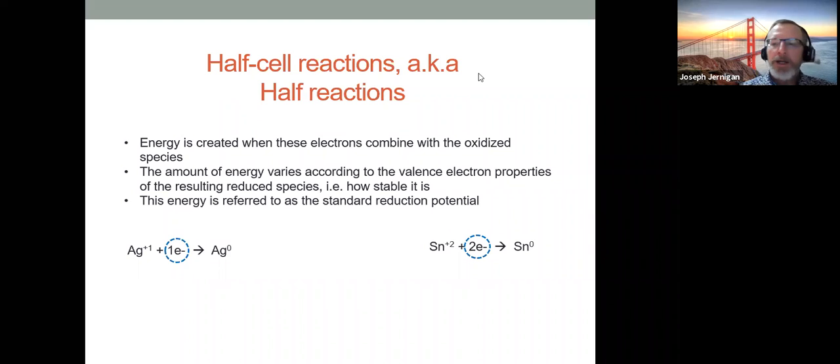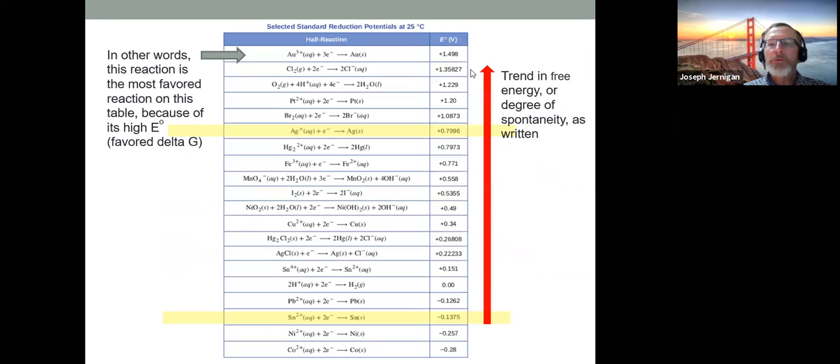All right, so let me go back and move on here. What do we mean by that? All right, well, let's talk about that. All right, here's the table. It just has a lot of good stuff. I'm trying to move so I can see what I've gotten here. Got some stuff on my screen. All right. So this is a table of standard reduction potentials, selected standard reduction potentials at 25 degrees C. Okay, does everyone see that on the top of that table?